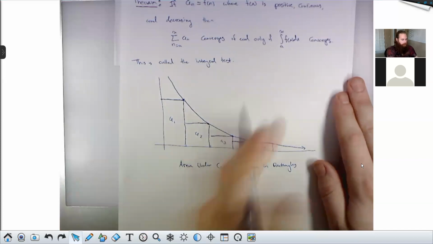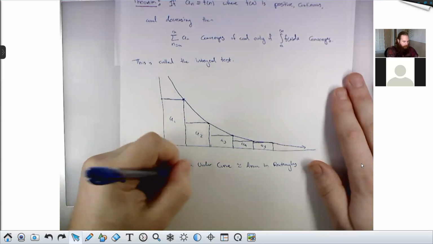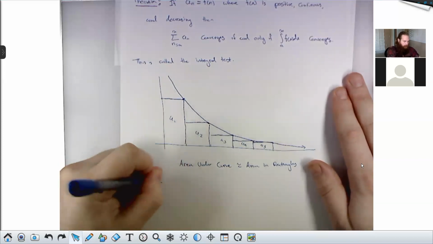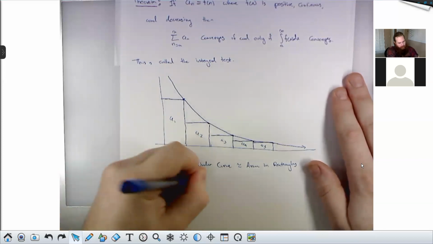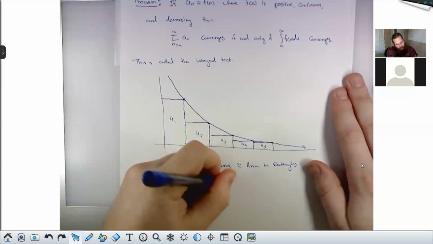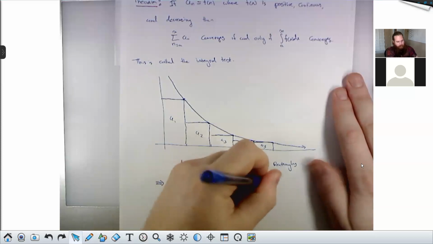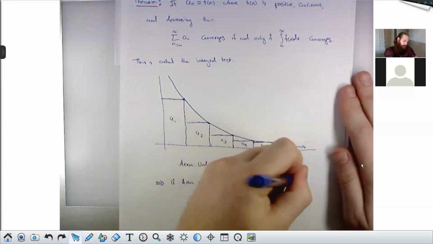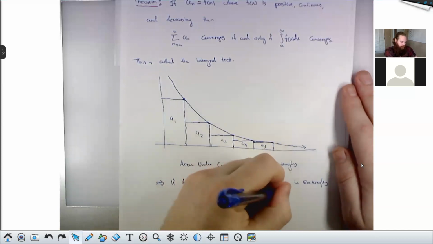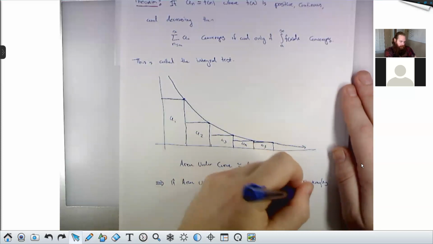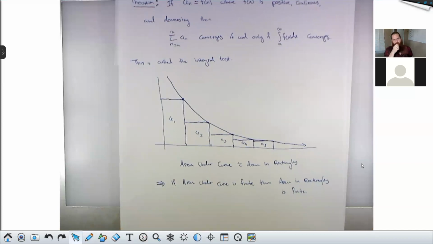And depending on whether I shift left or shift right, there's some sneaky tricks I can do here. In particular, the area under the curve will be finite. So this says if the area under the curve is finite, then the area in the rectangles is finite. That's the basic idea here, right? So this is the theorem, and this is why the theorem works.